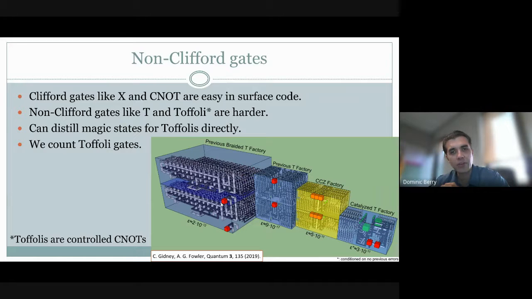A lot of the time in previous work, it was just counting T gates, but in our work, there are basically no T gates we need, and it's all Toffolis, and it's possible to directly distill the magic states for Toffolis, so that's the way we count our efficiencies.